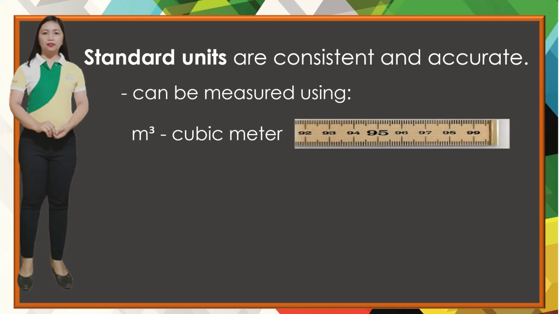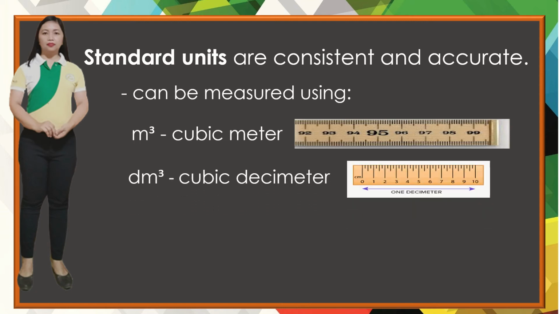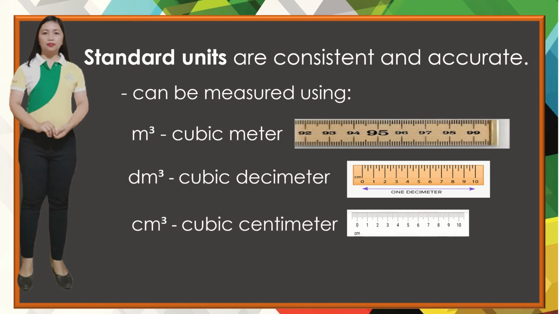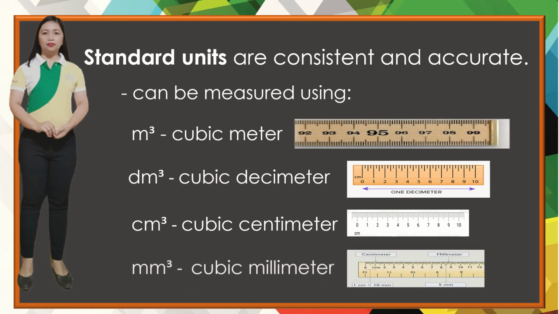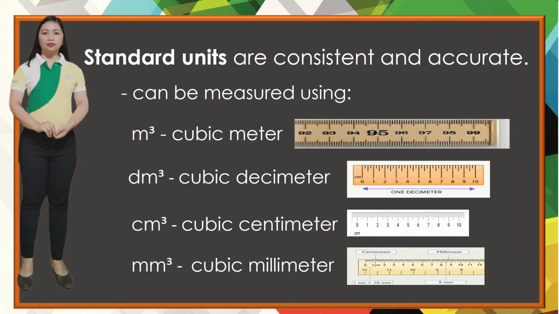So, meter or meter stick. Cubic decimeter. 1 decimeter is equivalent to 10 centimeters. Cubic centimeter, 1 centimeter, 1 to 10, which you can see on a ruler. Then, a cubic millimeter is the smallest of our measuring units.